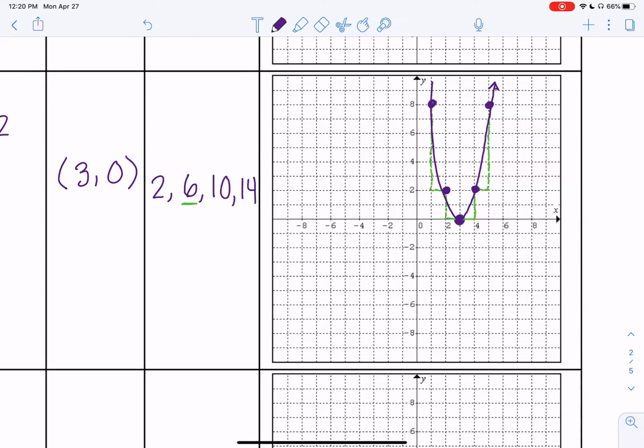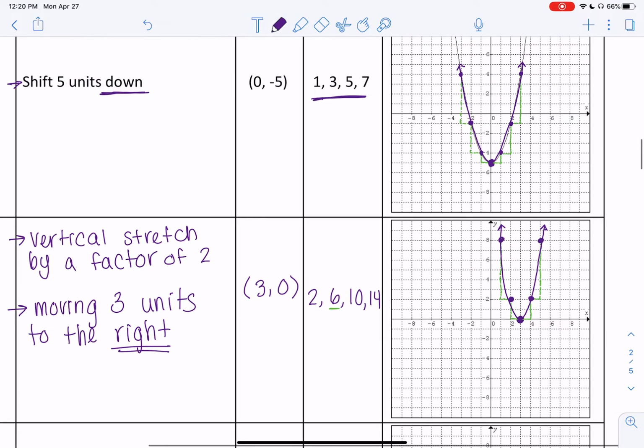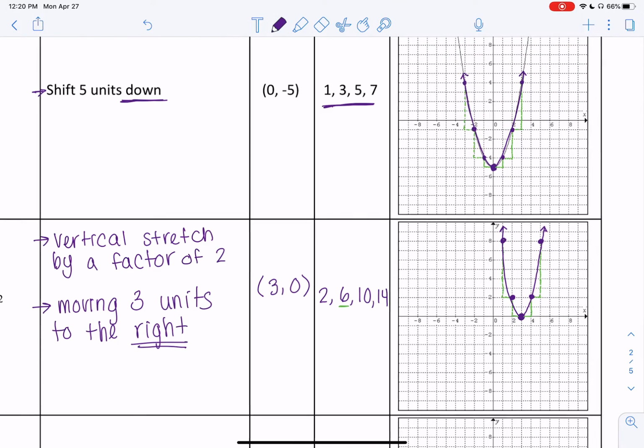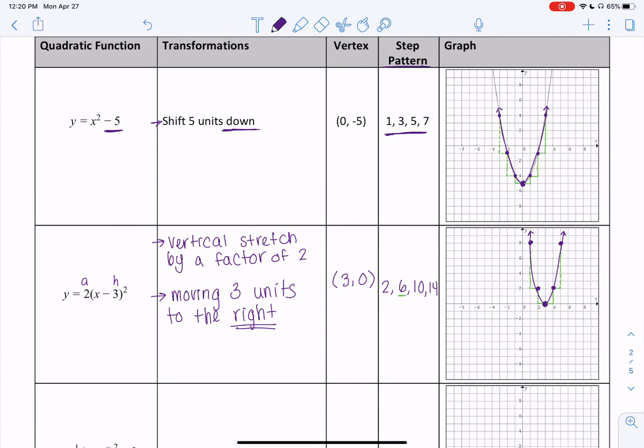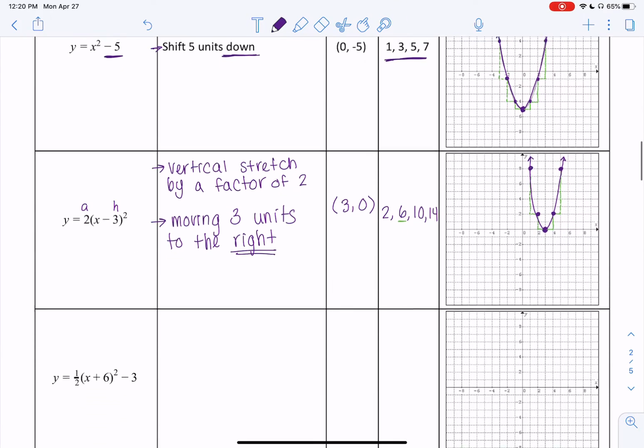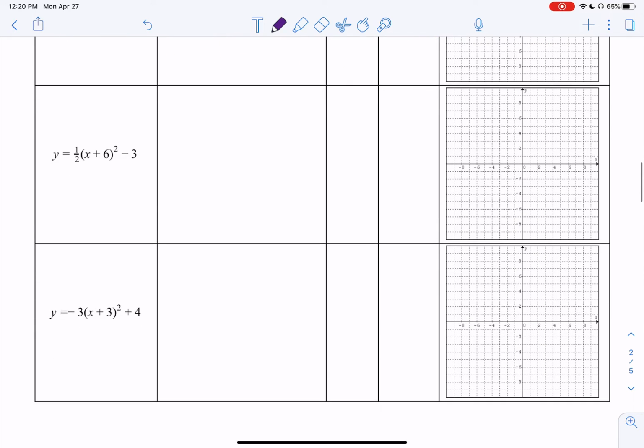Here we go. And you can really see the stretch here in comparison to the last one. Our graph is much taller and skinnier, so we know that it's been stretched. So that's our second one. Let's do another one. This one has everything put together, so it's a really good example.